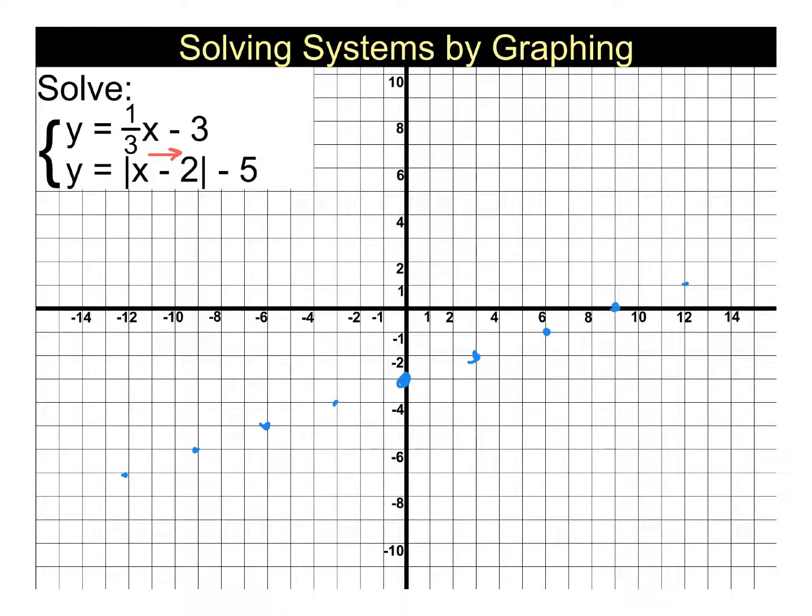And the minus 5 is going to move it where? Up, down, left, or right? Down. And so I go right 2, down 5, plot a point there. Now it's absolute value. So what's the shape of this graph going to be? It's going to be the V shape. And since there's no stretch or anything, that means I'm going to go over 1, up 1 on both sides in order to make that V.